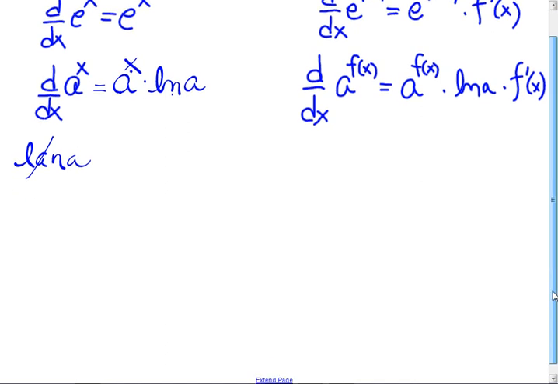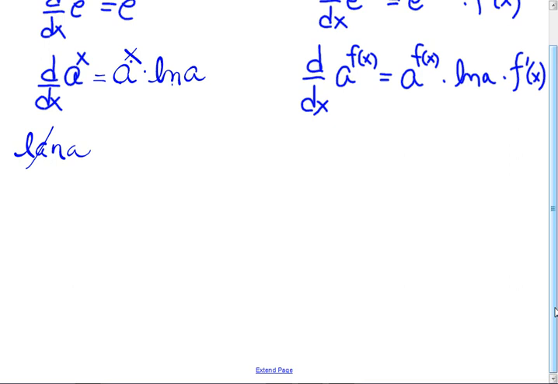Now, does it work for e to the x? Because if this works for a being any number, then it should work for e to the x. Well, let's find out. The derivative of e to the x, if I use my new rule, is e to the x times the log of e. What's the log of e? 1. So yes, it does work.